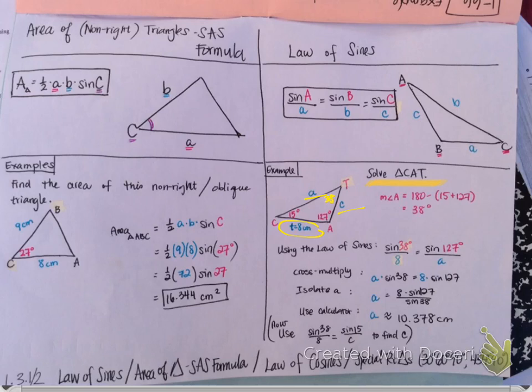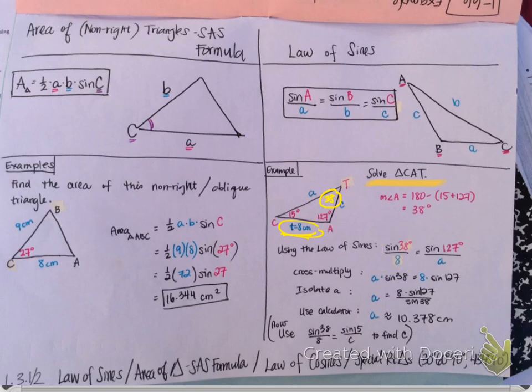Since they told us 8, we're going to use the sine of 38 divided by 8. That's what I have here. And that should equal, now I could choose any of the other ratios, but it's up to you, so let's start with A. That should equal the sine of 127 divided by A.